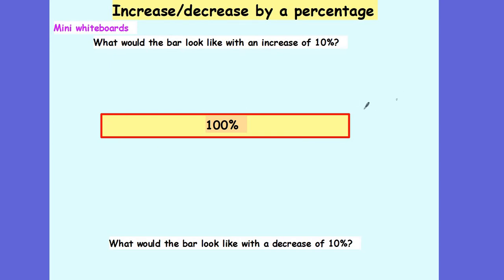And above it, can you show me a bar with an increase of 10%? And below it, can you show me a bar with a decrease of 10%? Pause the video for a couple of minutes. In your light blue books, have a go at that now.